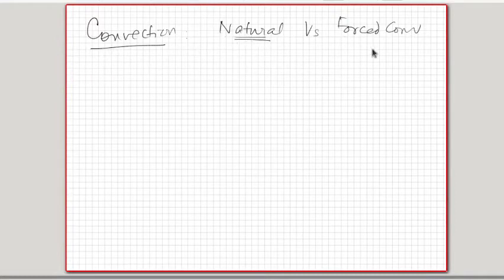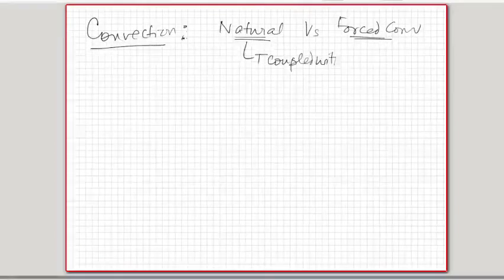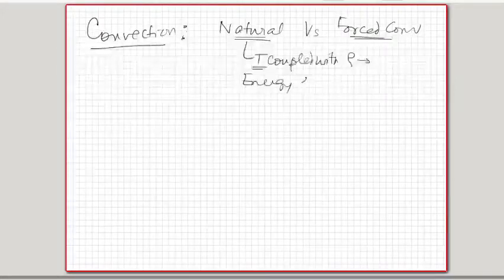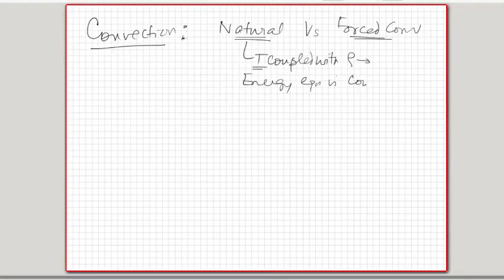In such a case, it is natural convection, and forced convection, by contrast, is those fluid motions that are actually caused by an external agency, like a fan or a pump or a blower that moves the fluid, and because of that there is convection. So this is one classification that we normally have, and as I said, in natural convection you need to have the temperature coupled with density and therefore affecting the fluid motion. So the energy equation is coupled with mass and momentum.